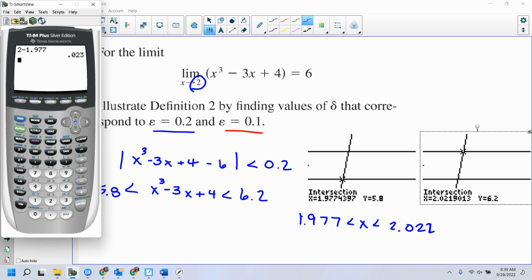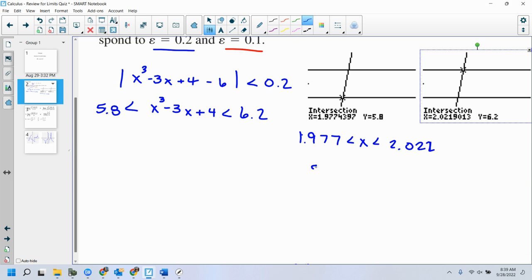Well, how much is this one away? We got a winner, right? So the delta here would be 0.023 away, and the delta here would be 0.022 away. And actually a little less than 0.022 because I rounded up, and a little bit more than that because I rounded the other one, whatever. So I'll always choose the smaller delta. So my delta is going to be 0.022. Always choose the smaller delta. Questions about that?